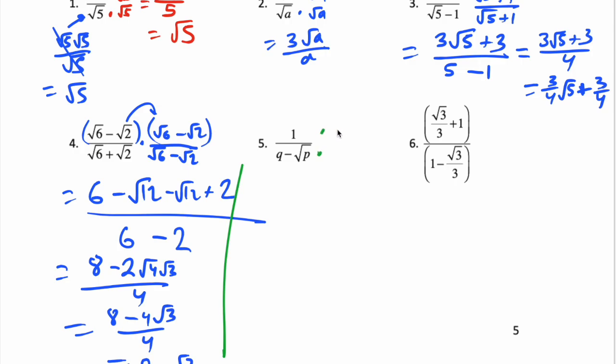Same thing here, you can multiply by the conjugate, q plus root p over q plus root p. So you get q plus root p over q squared minus p.